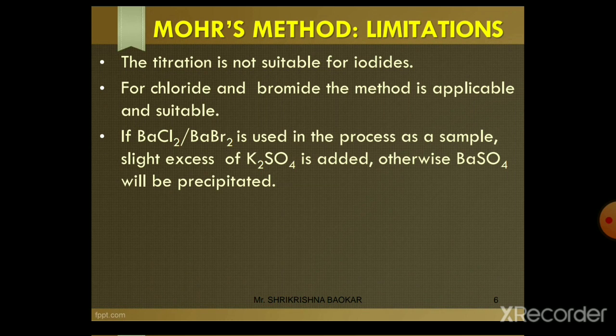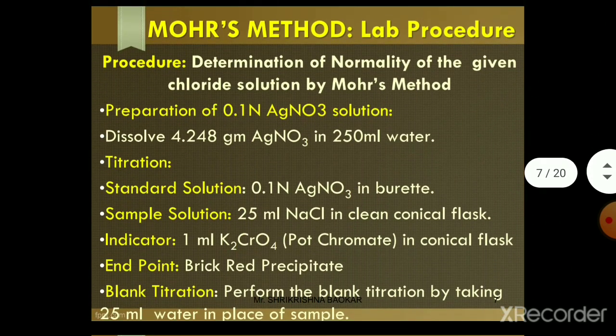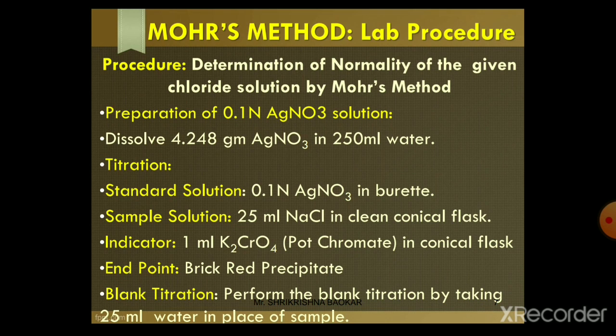If BaCl2, that is barium chloride, and BaBr2, that is barium bromide, are used in the process as a sample, a slight excess of K2CrO4, that is the indicator, is added, or otherwise barium chromate will be precipitated. Let us see the procedure. Determination of normality of the given chloride solution by the Mohr method.